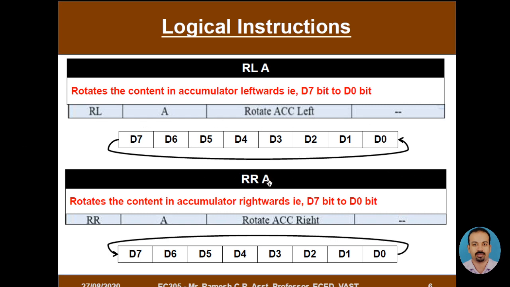And RR A means rotate right accumulator, that is a 1 bit rotation of the content of the accumulator rightwards. So D7 is shifted to D6, D6 to D5, D5 to D4, D4 to D3, D3 to D2, D2 to D1, and D1 to D0, and finally D0 will be right shifted and loaded to D7. So the outgoing content of D0 is updated to the position D7. So there is a rightward rotation by 1 bit.